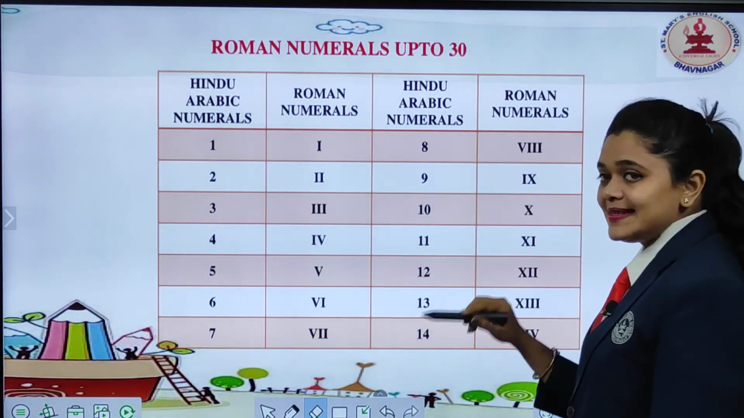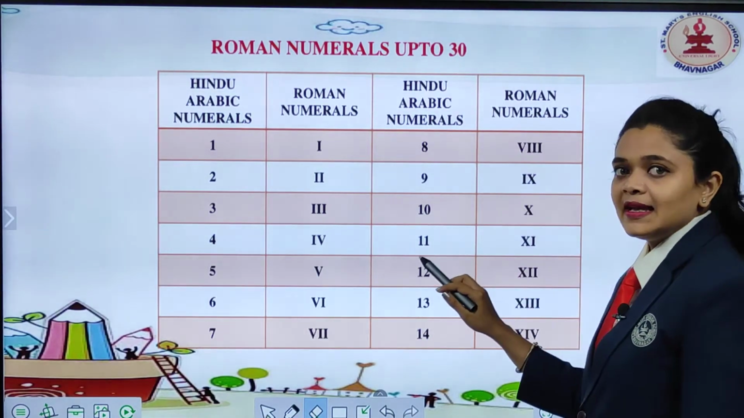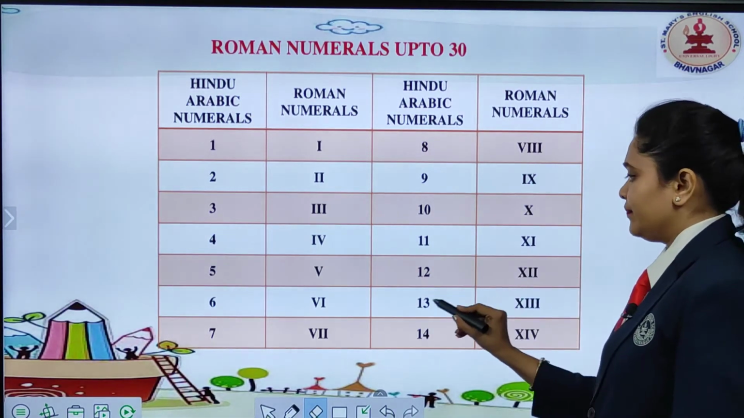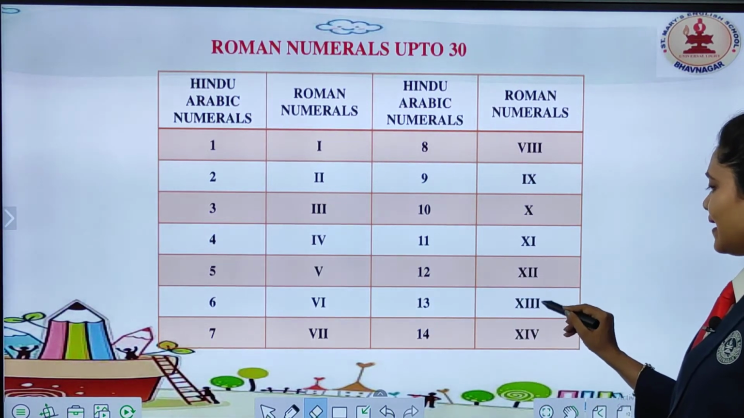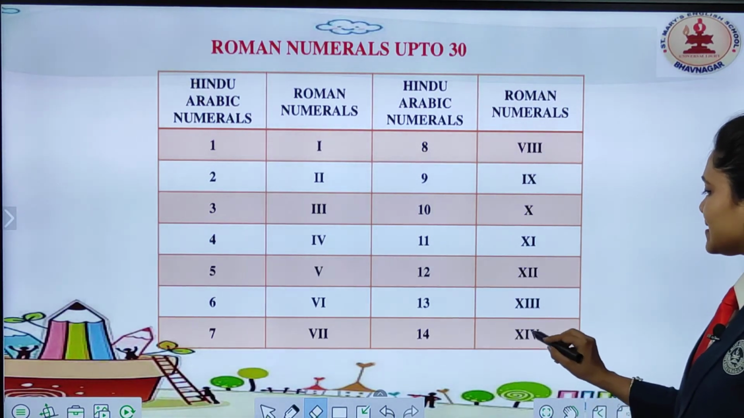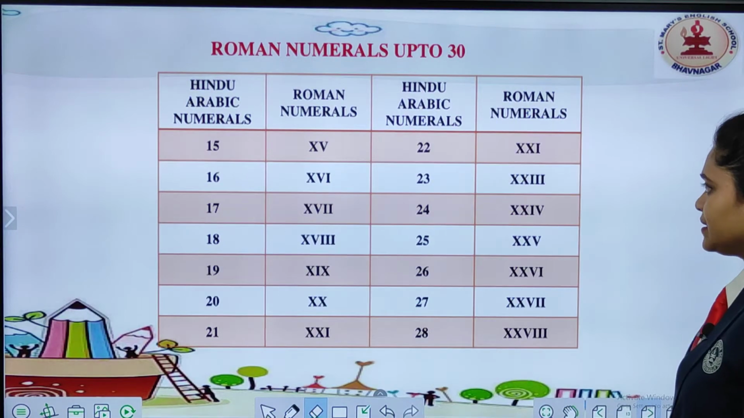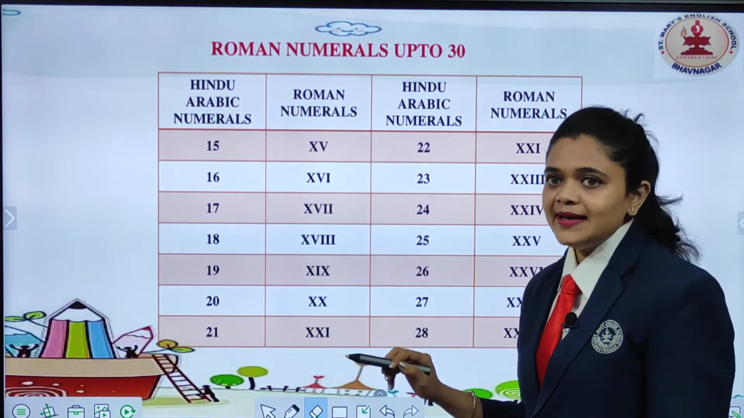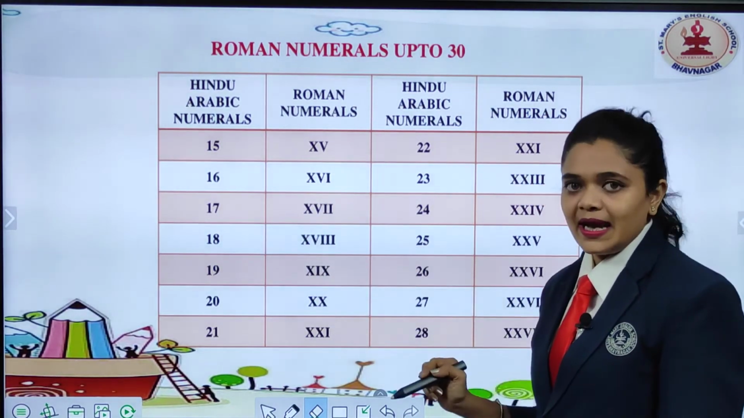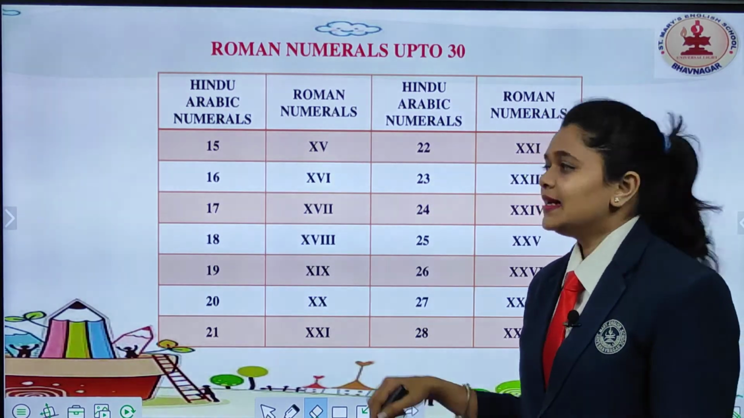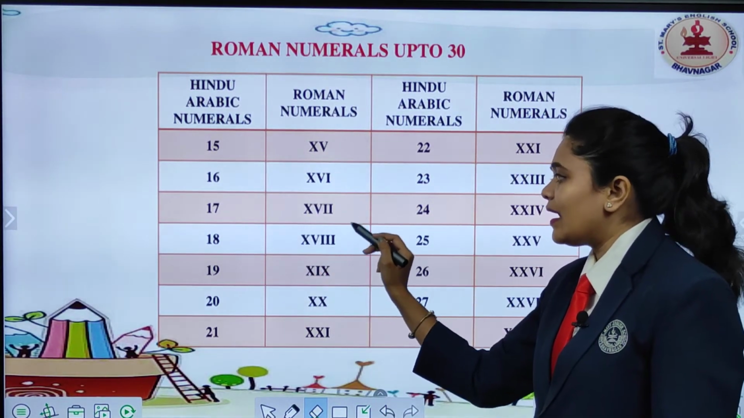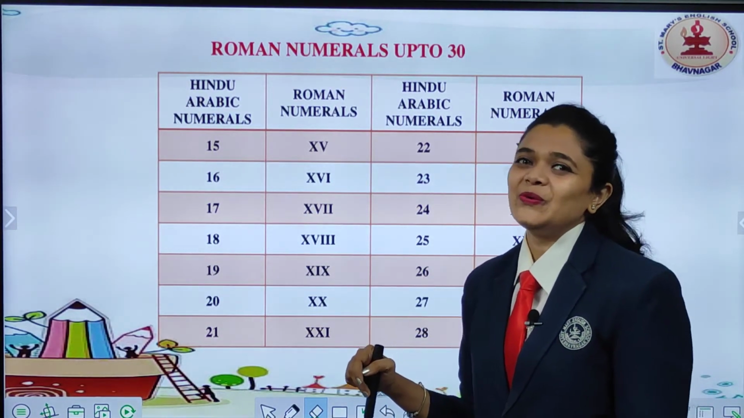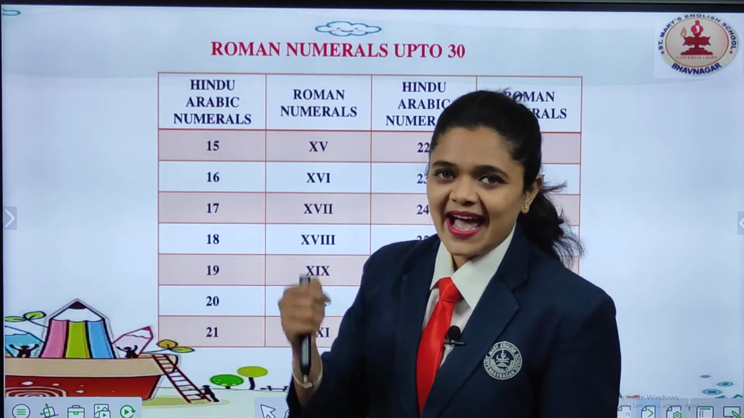9 IX, 10 X, 11 XI, 12 XII, 13 XIII, 14 XIV. Then we'll continue 15 XV, 16 XVI, 17 XV double I or XVII, 18 XVIII, 3 times I. Can we write 4th time? Anyone? No, we cannot repeat a number more than 3 times.